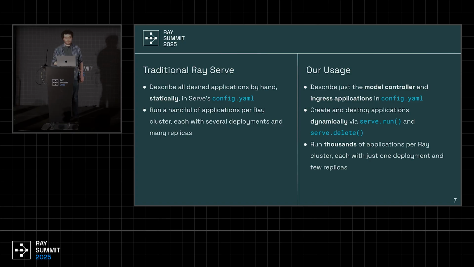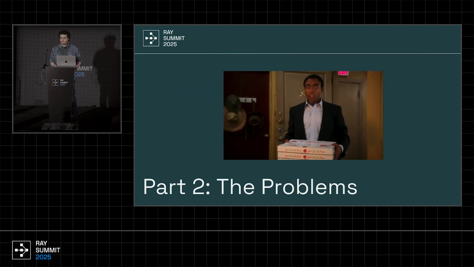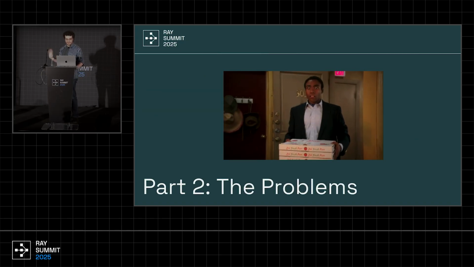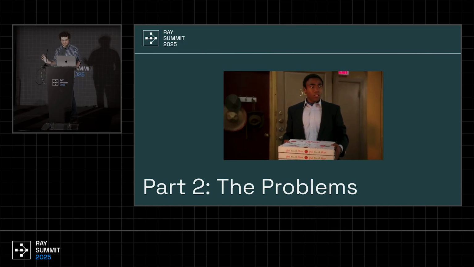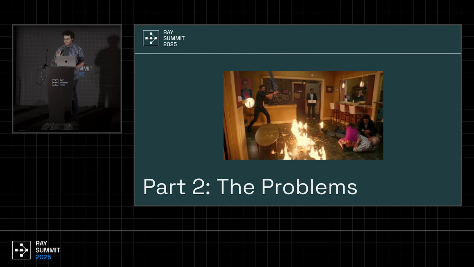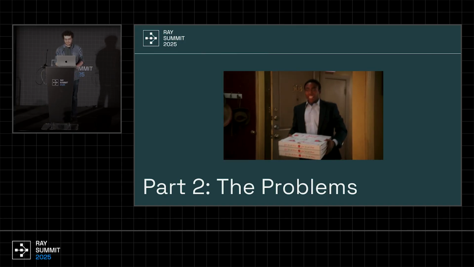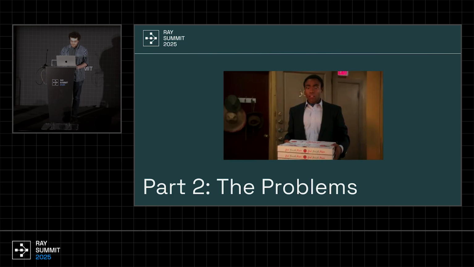And there are going to be thousands of them, and each of them is going to have a single deployment in it, potentially with many replicas, but a lot of them are going to have very few replicas. And this went totally fine. Everything was fine. Nothing went wrong when we tried to actually deploy this system. No, of course things went wrong, because this is not quite what the Serve team was expecting people to do, I think. So we ran into some problems.